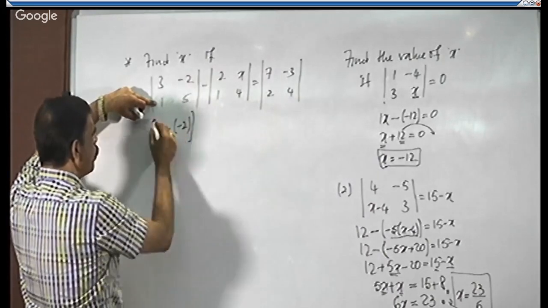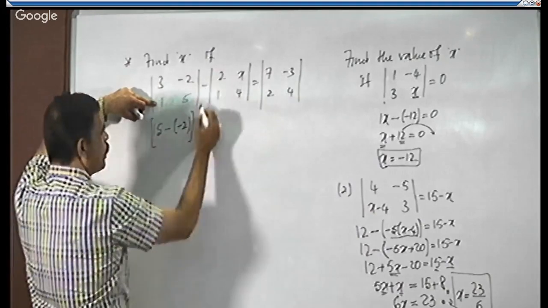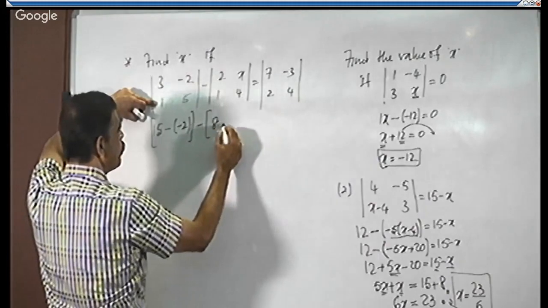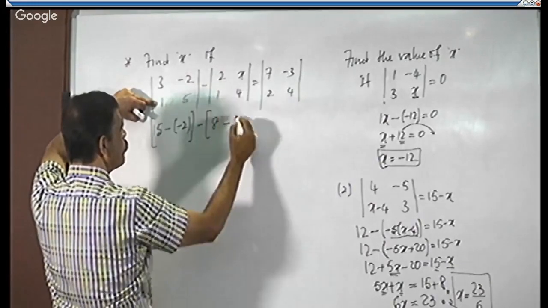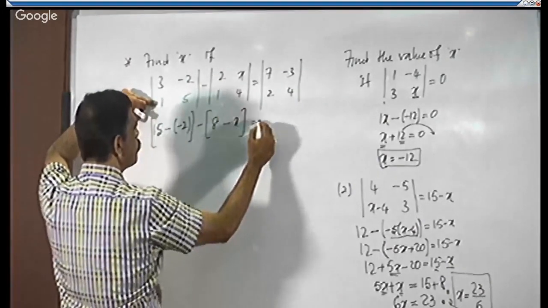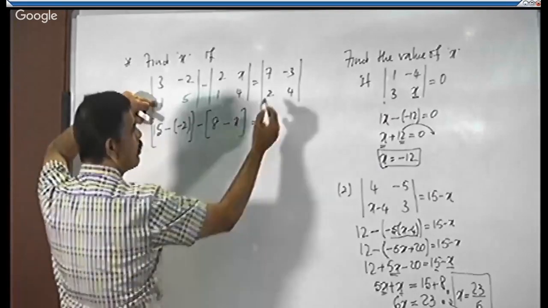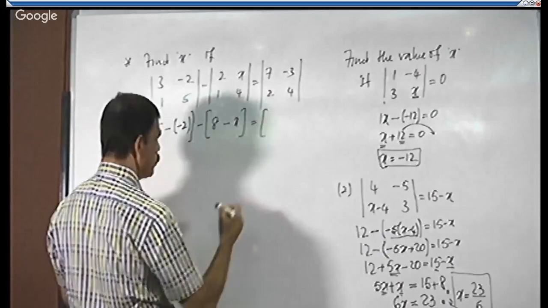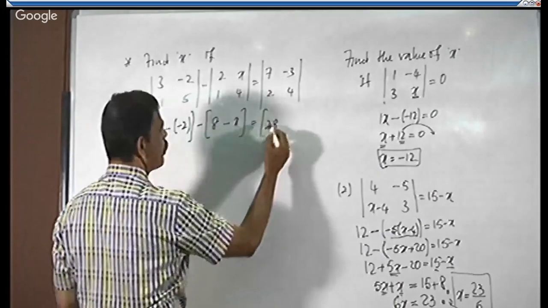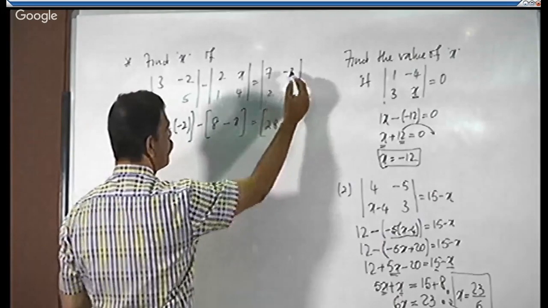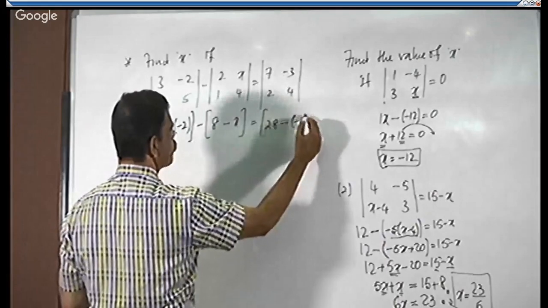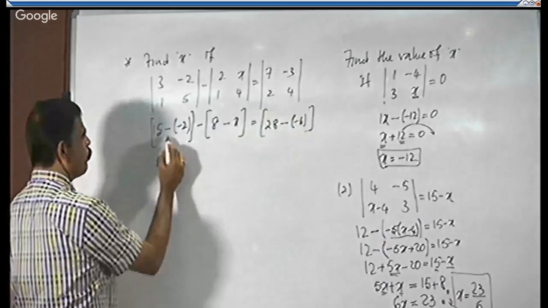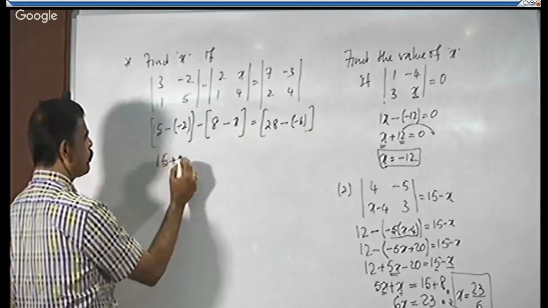Then write it in a bracket. Minus of, put another bracket. 2 into 4 is 8, minus 1 into x is x, is equal to 7 into 4, which is 28. Minus of 2 into minus 3. It is minus 6. So 15, minus into minus is plus 2.